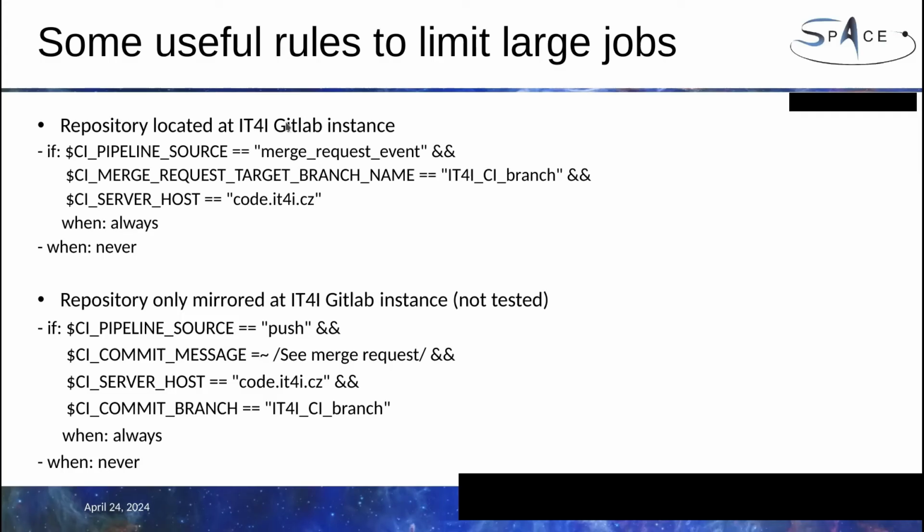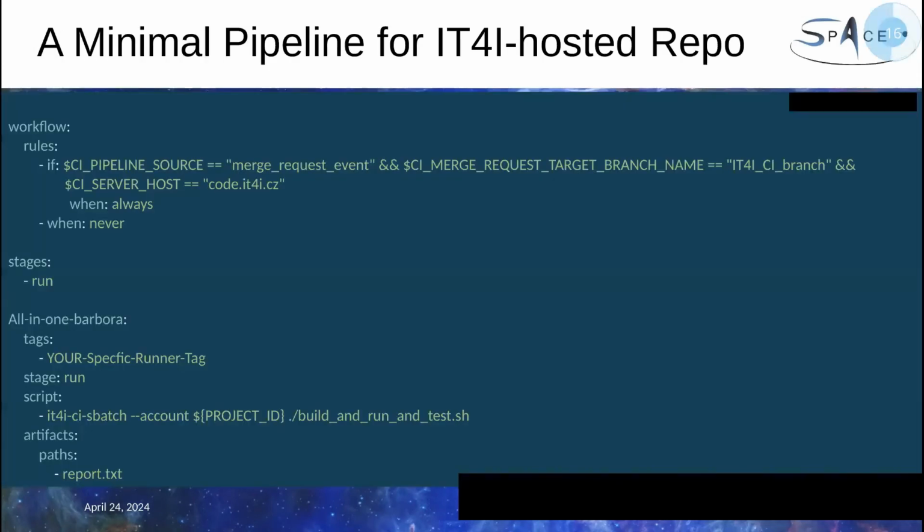So these are two rules. Again, this one is for local IT4I repositories. These are for repositories remote only, mirrored at IT4I. One more thing here, this server host equals code IT4I is absolutely necessary. Otherwise, it would be triggered for your own repositories somewhere else as well, which you might not want. So that was it. These were the rules.